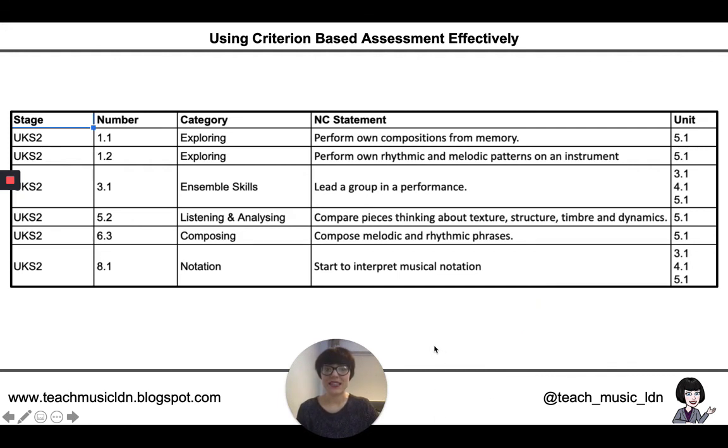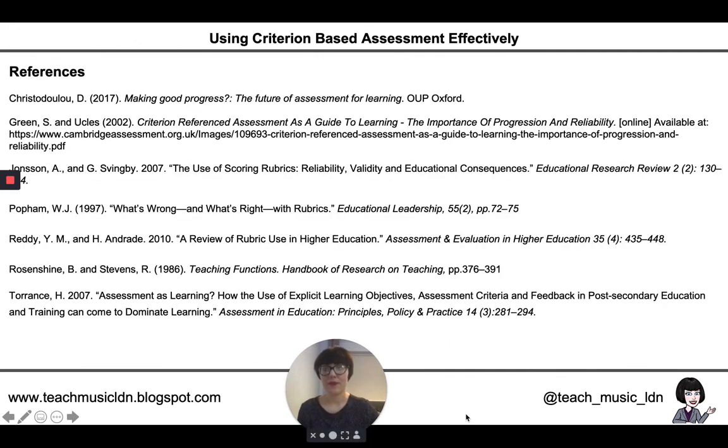I use this here to inform my planning, make sure that I've covered everything. As you can see, I've broken it down into my strands here as well, but this is not the assessment grid. This is just the planning and tracking. There we go. So some further reading for you if you are interested.